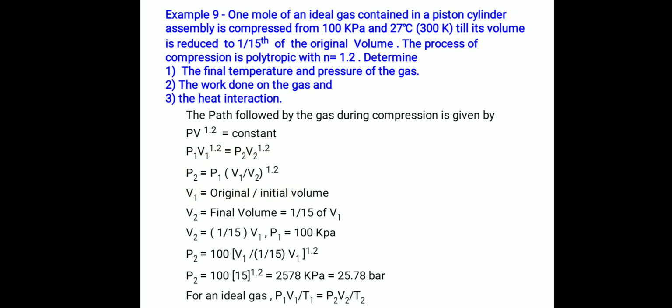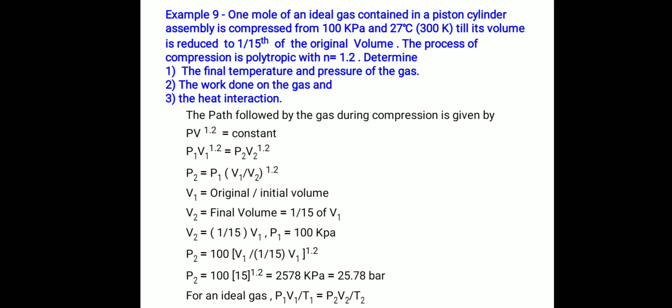So P2 is 100 into V1 upon 1/15th of V1. It is nothing but V2; they have mentioned that the final volume is reduced to 1/15th of the initial volume. That is why it is written as 1/15th V1 raised to 1.2. So applying the values, we get P2 as 25.78 bar or 2578 kilopascal. So this is the final pressure, and we can calculate the final temperature with the help of the ideal gas law, again in terms of initial and final volume.